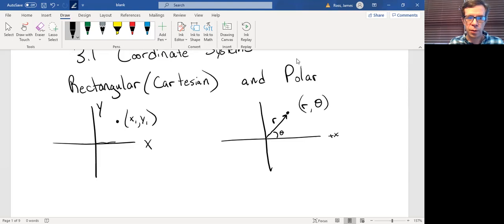So let's talk about reaching a point over here. You could either go over x1 and up y1, or you could go up y1 and over x1. And in polar coordinates, you would sweep out an angle theta and then go a distance r.